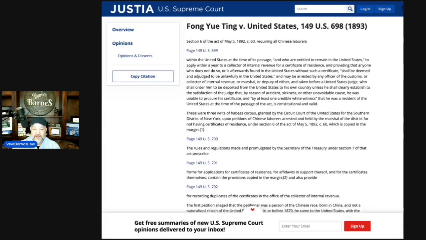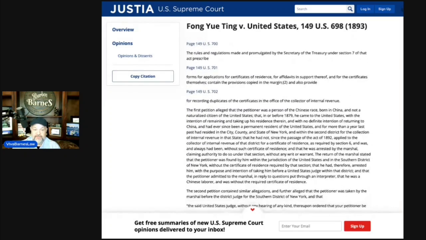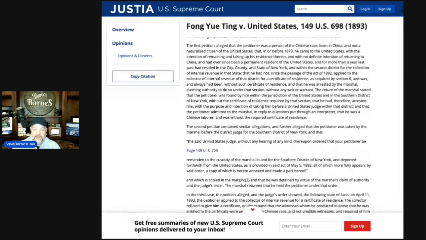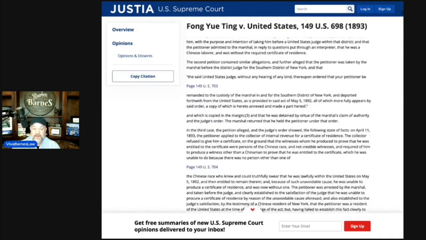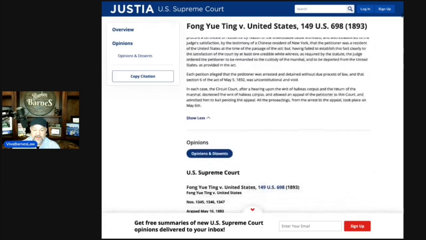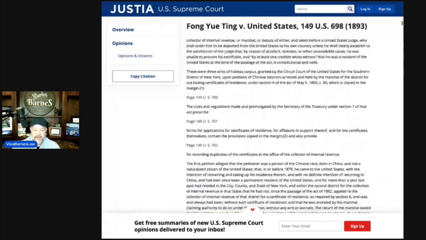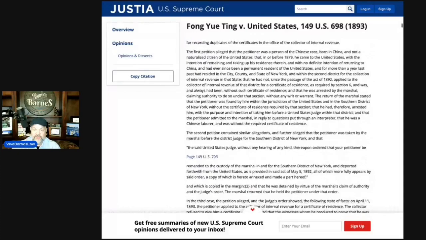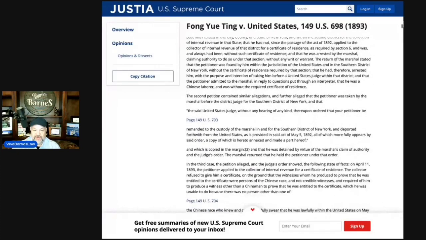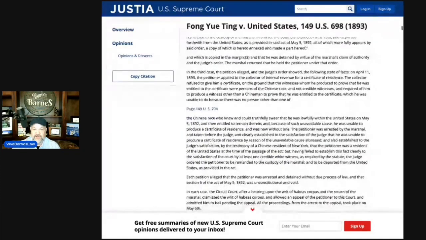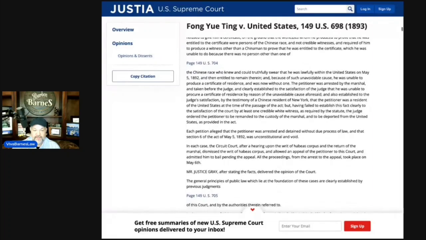Here again, we have another Chinese exclusion case brought in the context of someone claiming they were unlawfully withheld, basically bringing a habeas corpus claim. And they're going through the whole history of what took place, how it took place, why it took place, and concerning these Chinese exclusion laws.